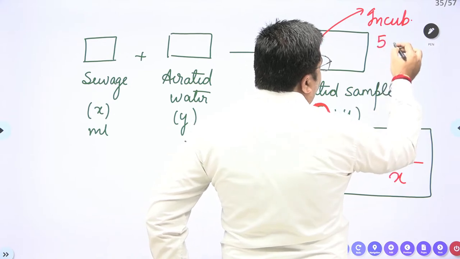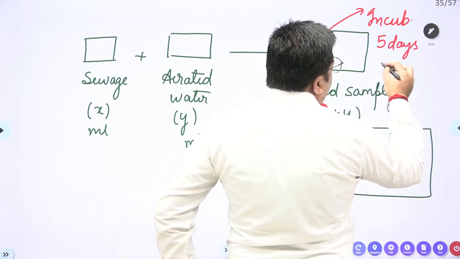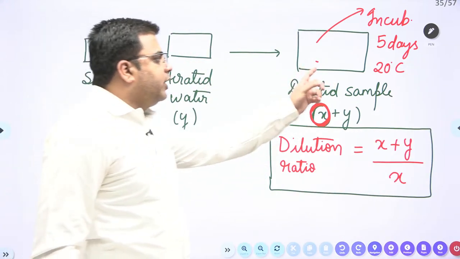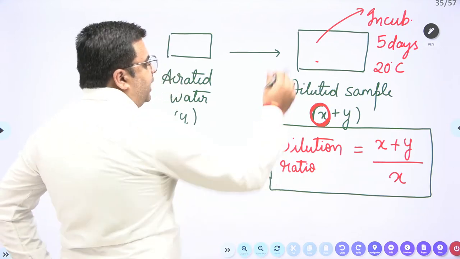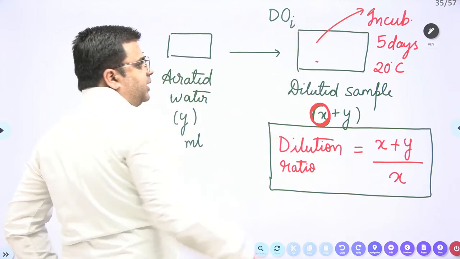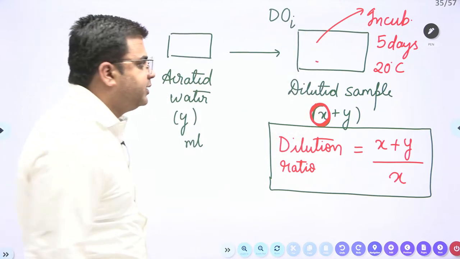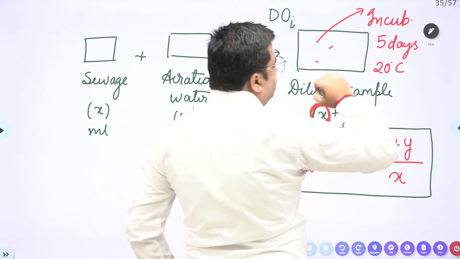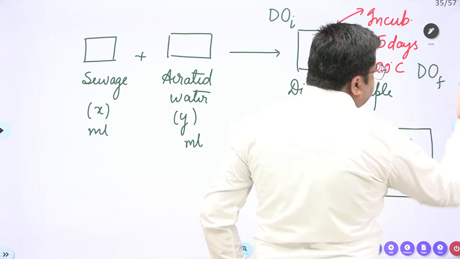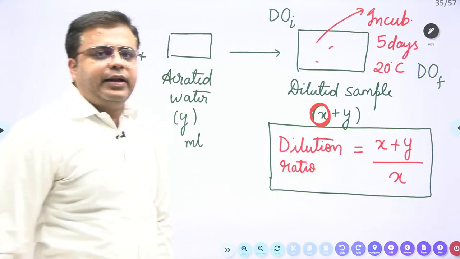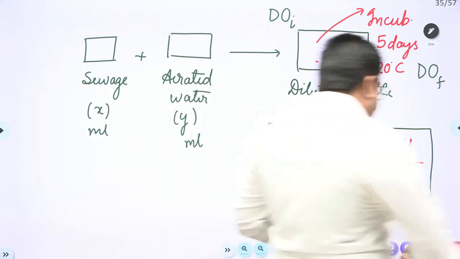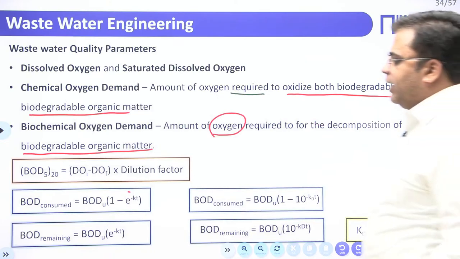For a duration of 5 days at a temperature of 20 degrees Celsius. Before keeping this in an incubator, you measure the initial dissolved oxygen of this diluted sample. After taking out this diluted sample from the incubator after 5 days, you measure the final dissolved oxygen. Now, using this initial and final dissolved oxygen, you calculate the 5-day BOD.